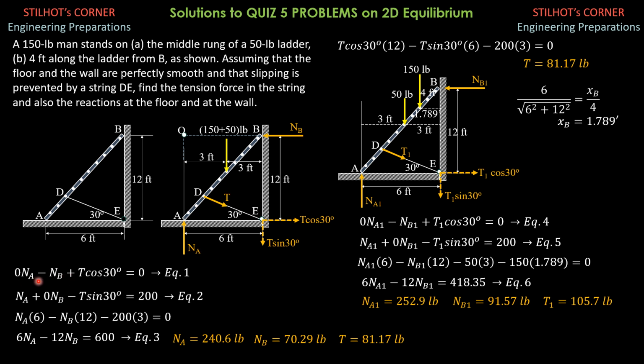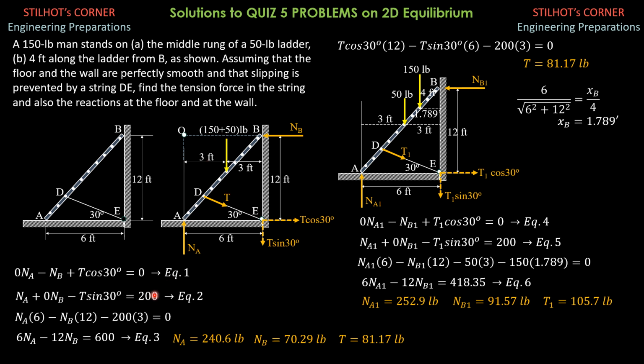So summation forces X equals 0. There's no component of NA, 0. Then NB is to the left, so minus NB. T component is to the right, so plus T cosine 30 degrees, and no more. That's why it's 0. So this is the middle rung. That's why if this is 6 feet, that's 3 feet. That's also 3 feet, half of 6. And the total weight here would be the weight of the ladder, which is 50 pounds, plus the weight of the man, 150 pounds, so 200 pounds.